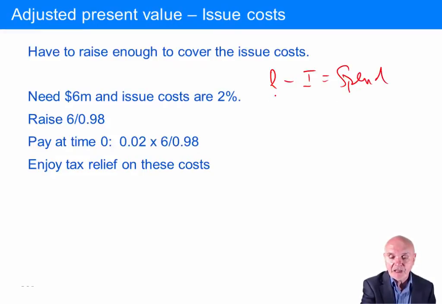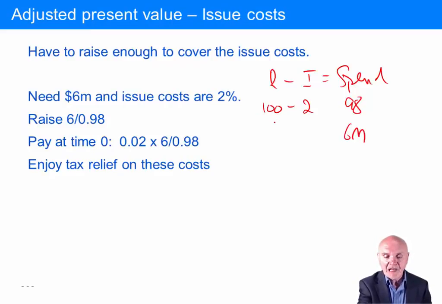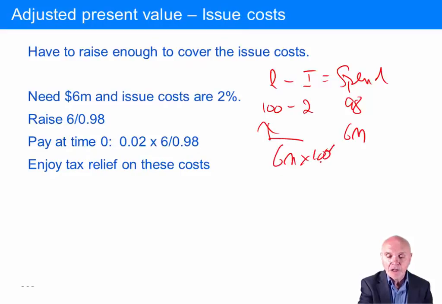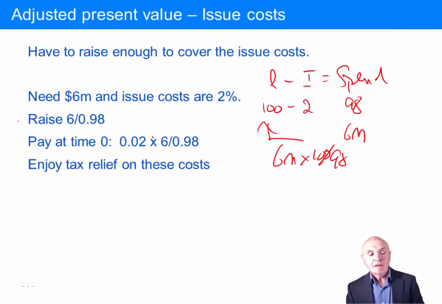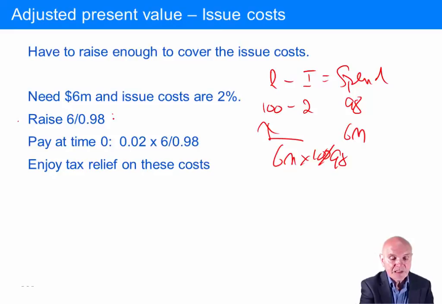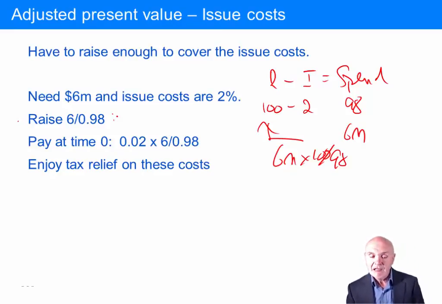So here we're saying that we raise 100%, the issue costs are 2%, and we've left 98% to spend, and this is equivalent to what we need, 6 million. So what we actually have to raise, therefore, is 6 million times 100 over 98, which is this figure here, or if you like, this one here. So we have to raise 6 million divided by 98.